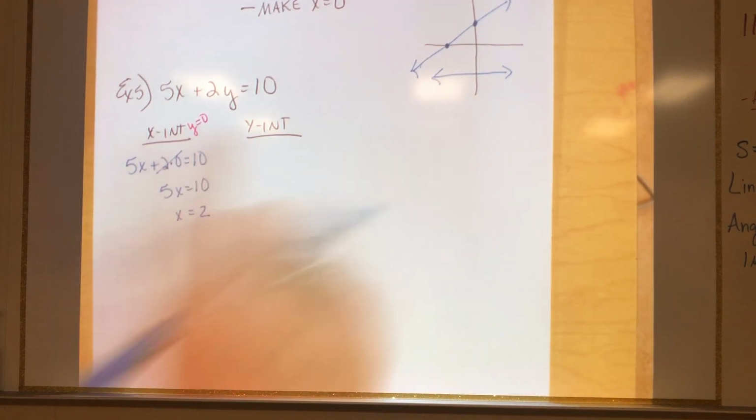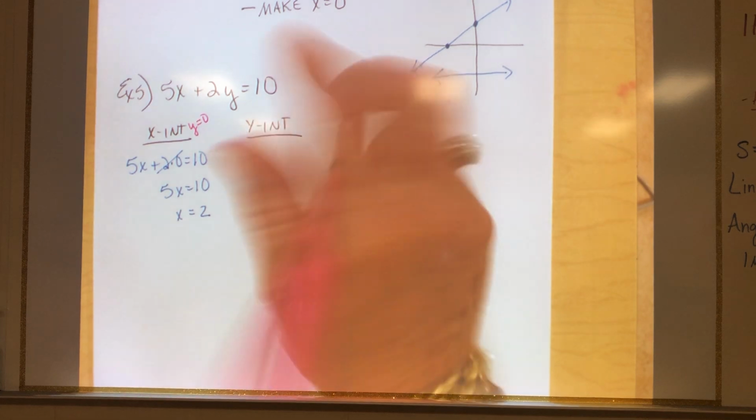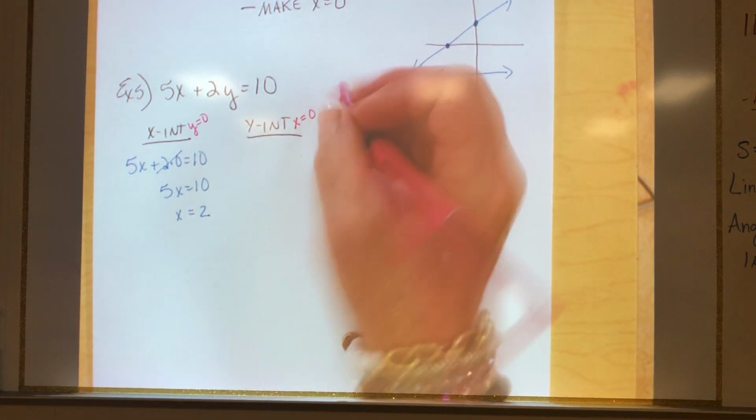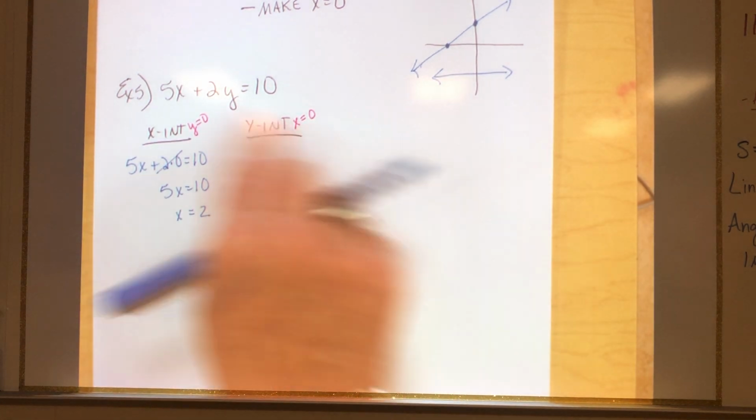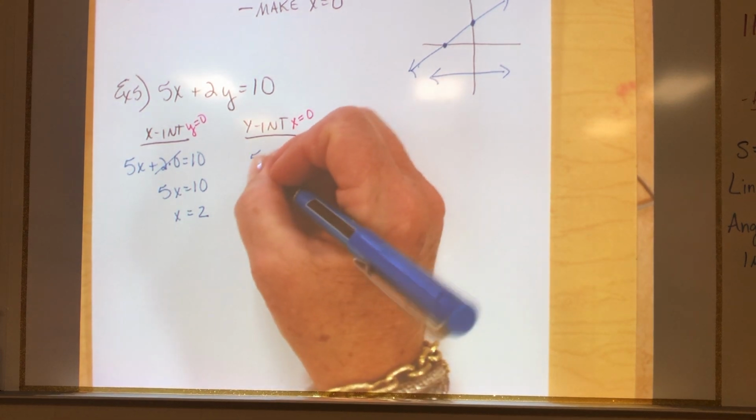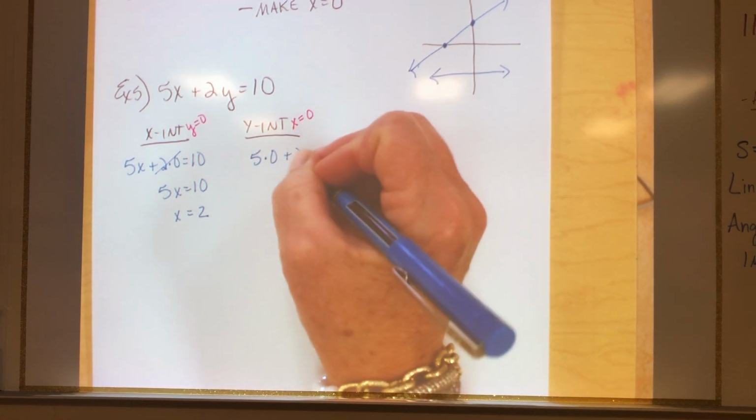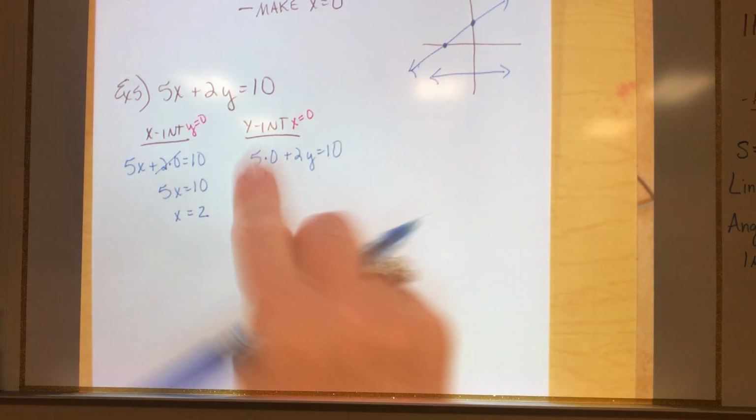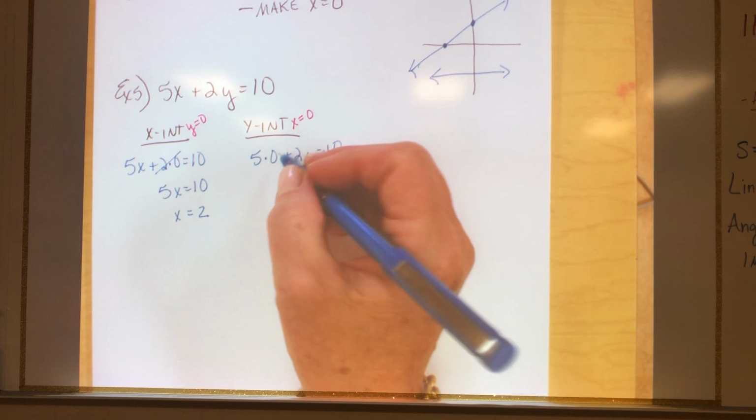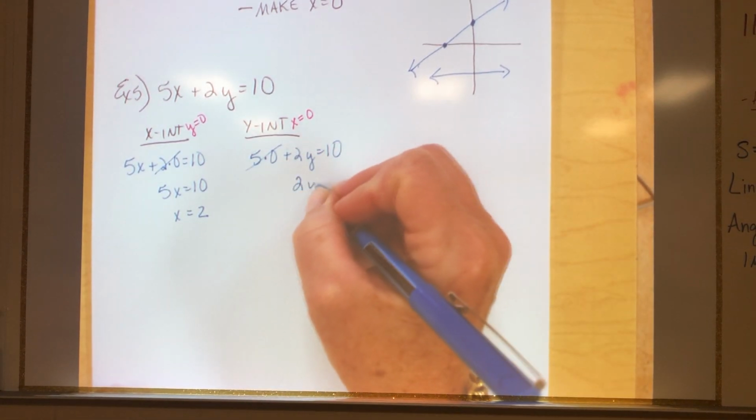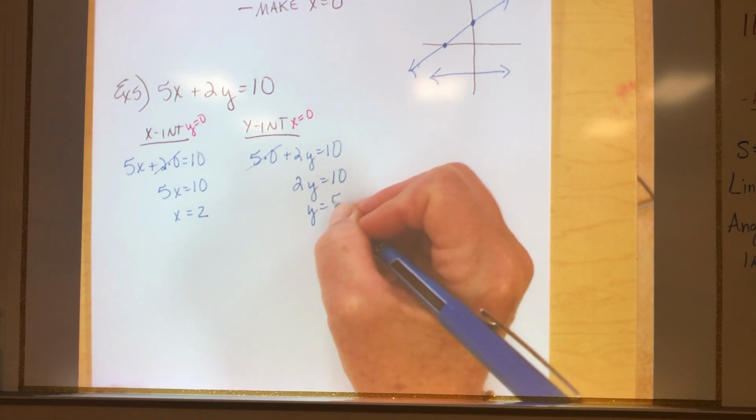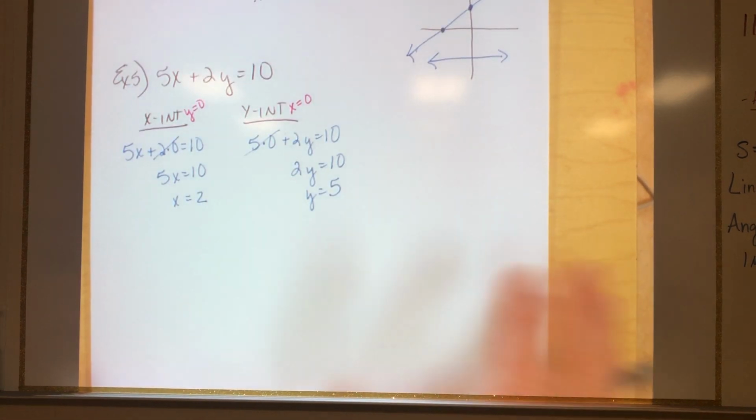Okay, let's find the y-intercept. If I want to find the y-intercept, what do I do? Yeah, make x equal to 0. So I'll go up here to my equation and make x equal to 0. It's going to say 5 times 0 plus 2y equals 10. What happens to that term? Yeah, 5 times 0 is 0, guys. It goes away. And so I got 2y is equal to 10. What's y? 5. That's it. That's that easy.